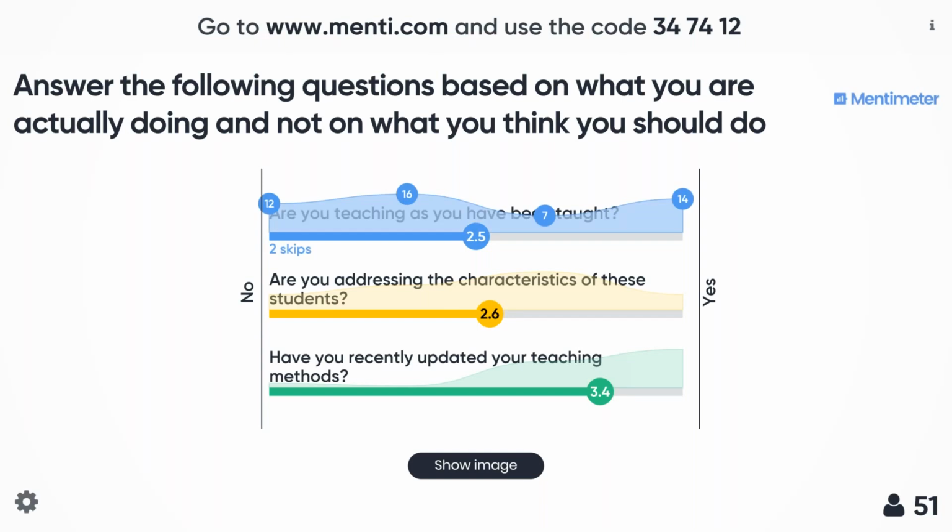The second question is, are you addressing the characteristics of these students? And more or less the same situation. As you can see here, in some yes, some no. But we need to, in the future, I think the challenge for us is to improve this, to go more to the right side. And finally, have you recently updated your teaching methods? Most of you have. So it's interesting. We recognize that we are not doing it well, but we are trying to improve our methodology. So let's move on to the next slide.